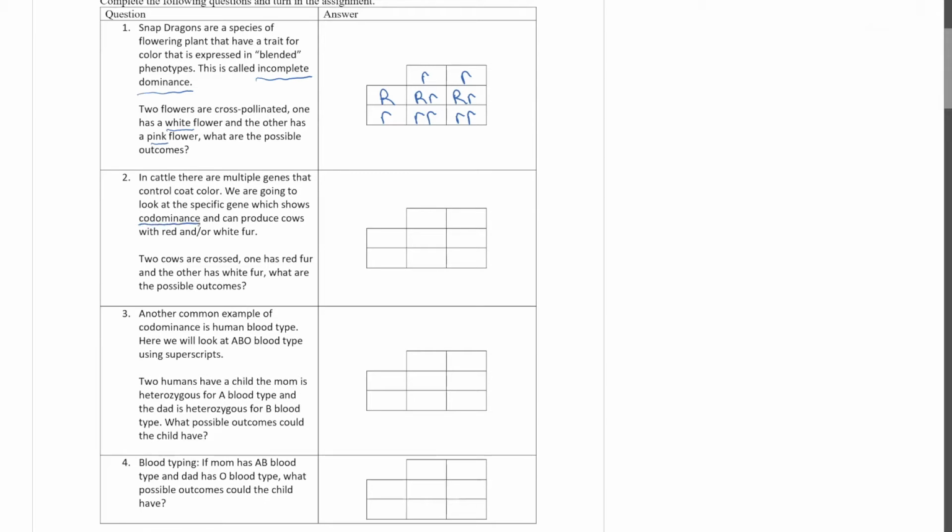Well, codominance is not incomplete dominance. Codominance means that both traits are dominant and they can show both at the same time. Now, there's a little bit of debate here. Why do I bring that up?